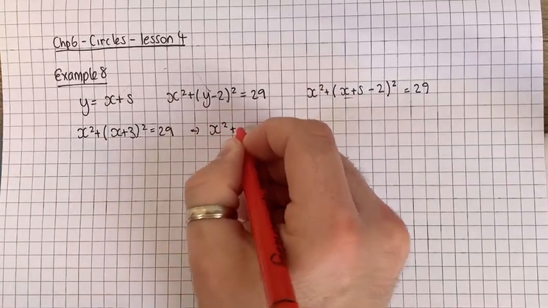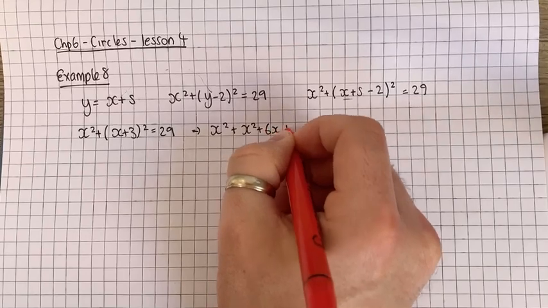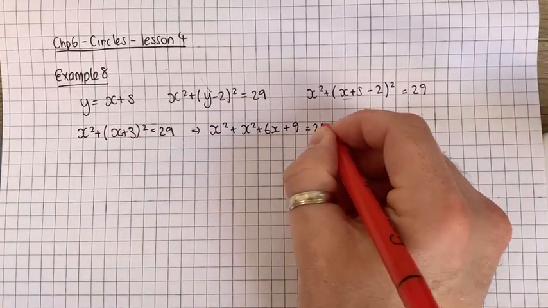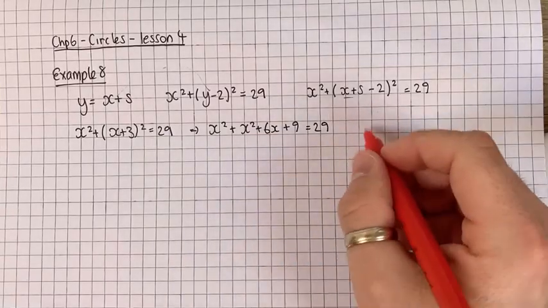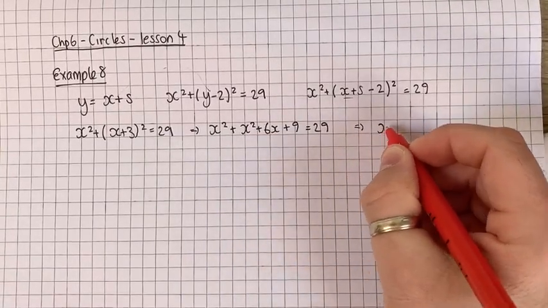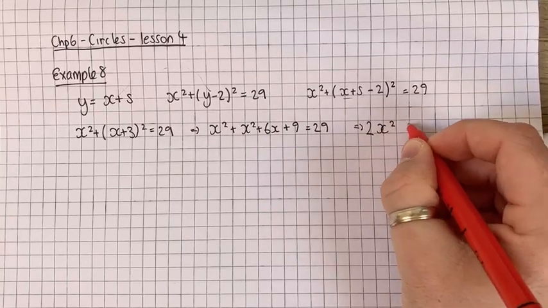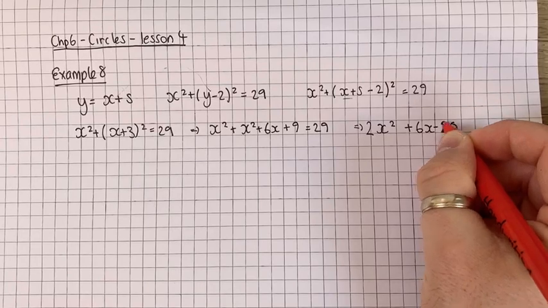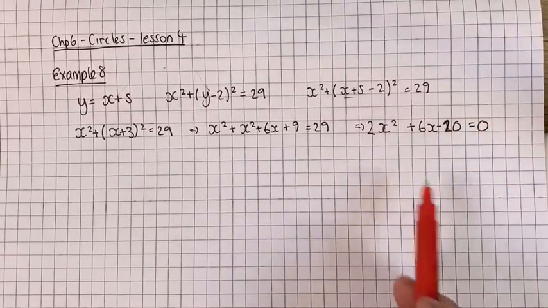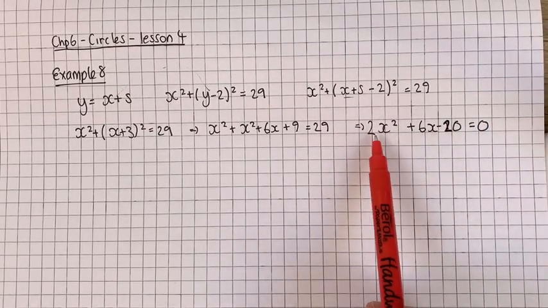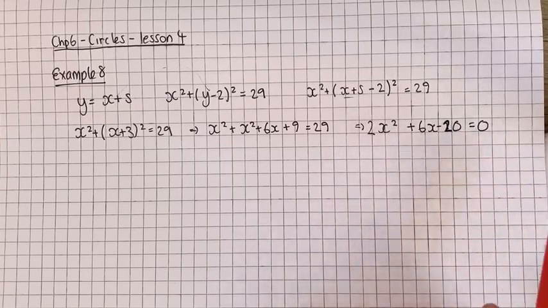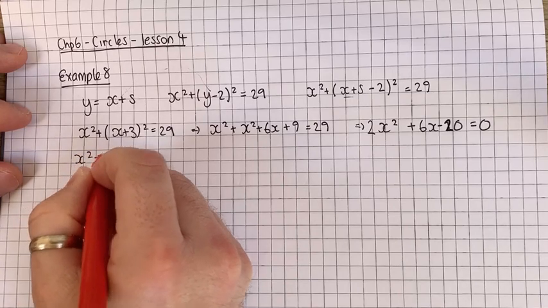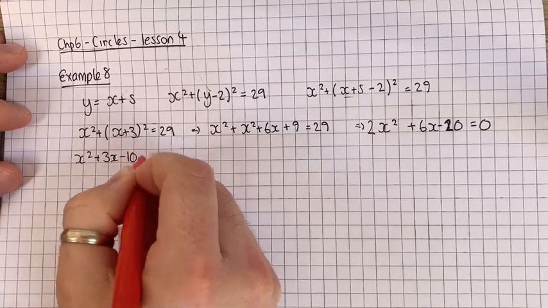x squared plus x squared plus 6x plus 9, which is that bracket expanded. And then tidy that up and bring the 29 over, giving me the quadratic 2x squared plus 6x minus 20 equals 0. Whenever you try to solve a quadratic, check to see if you can simplify the coefficients. They're all even, so clearly can divide them all by 2, giving me x squared plus 3x minus 10 equals 0.